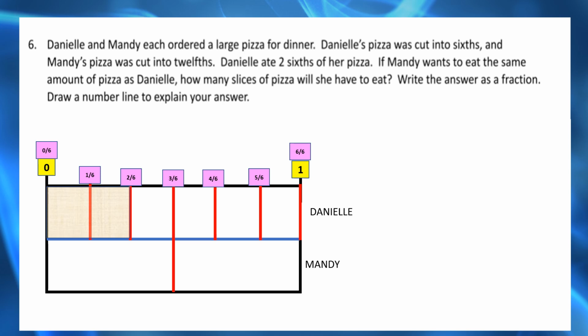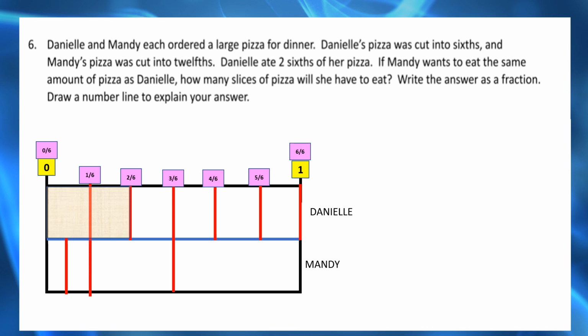Now we have to model Mandy, and we have to split the bottom into 12ths. Now remember, 12ths are half of 6ths. So you should have a line in between each 6th and a line directly under each 6th. So let's go ahead and partition the bottom into 12ths. That's 1 12th, 2 12ths.